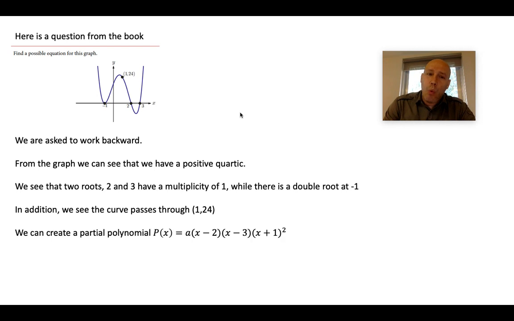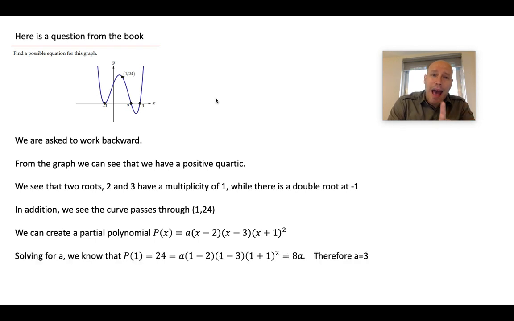We can create a partial polynomial, p of x equals a times (x minus 2) times (x minus 3) times (x plus 1) squared. I have to put the a in there because I can write an infinity of quartics that touch negative 1 and pass through 2 and 3. But there's only one that passes through (1, 24).